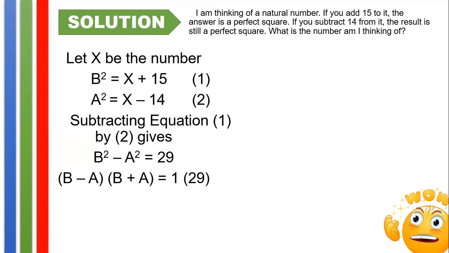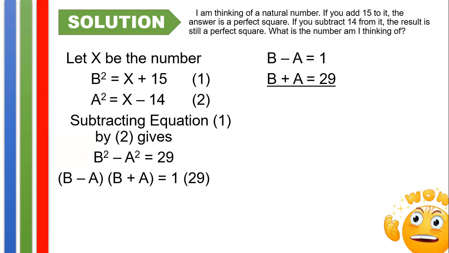And we have to remember this. If you subtract a bigger natural number by a smaller natural number, then the difference is smaller. And if you add them, then of course the sum would be bigger. If we follow this concept, this means that b minus a is equal to 1, and b plus a is equal to 29. That is why we have your two equations: b minus a equals 1 and b plus a equals 29.